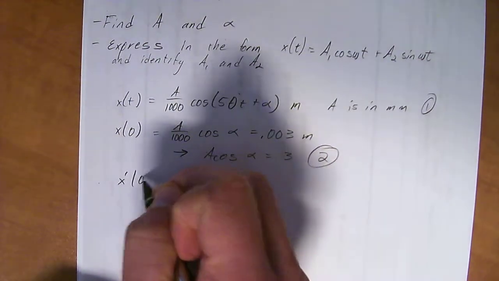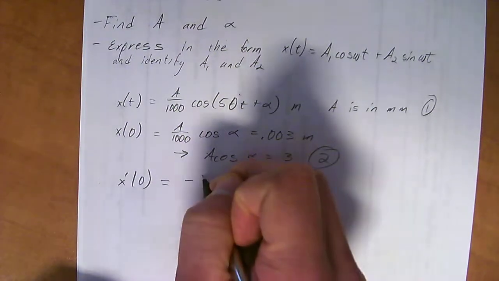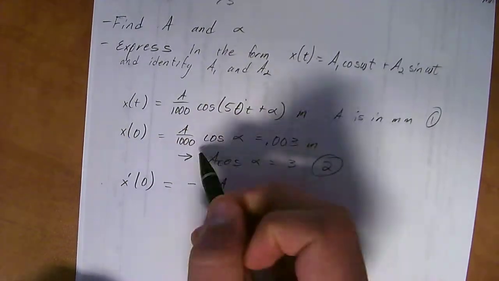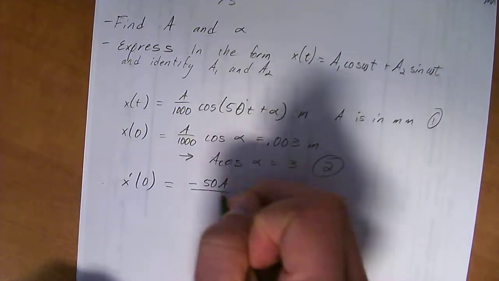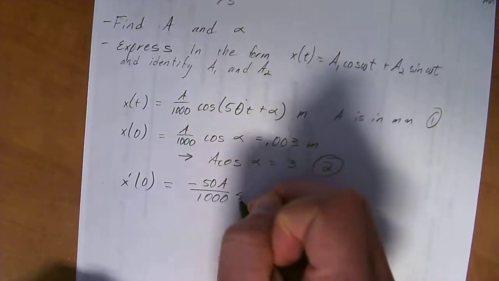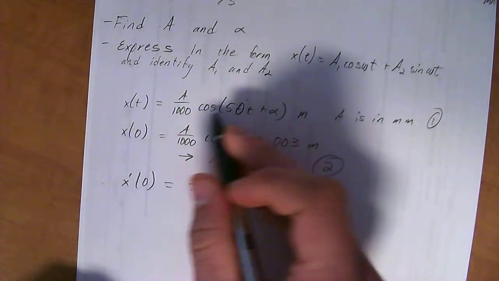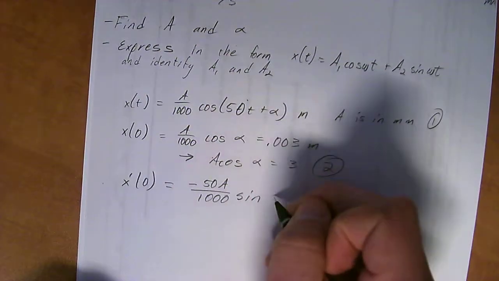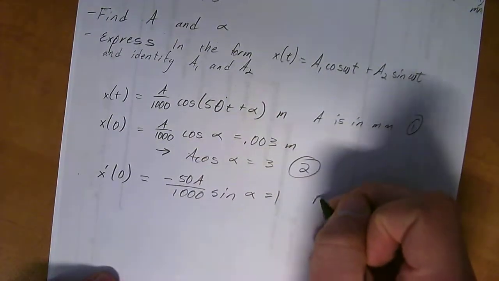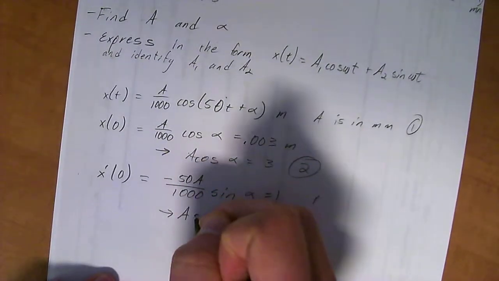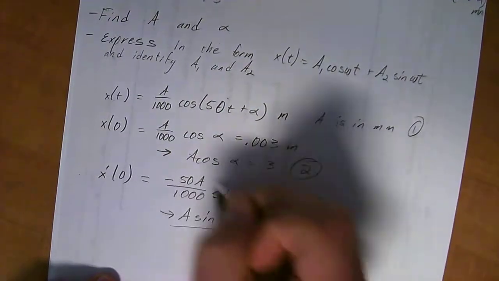So x dot of 0, we'll be using dots in all of my lecture videos on this, is minus 50A over 1,000, because we take the derivative inside, outside, so minus 50A over 1,000 sine, again, the derivative, the negative, the sine, and the 50 all come from taking the derivative of this equation. Sine of alpha is equal to 1. So then this goes to A sine alpha is equal to negative 20. Okay, so we have these two equations.